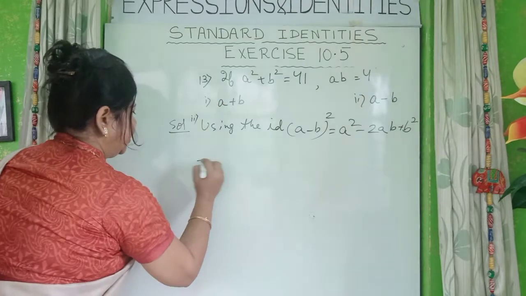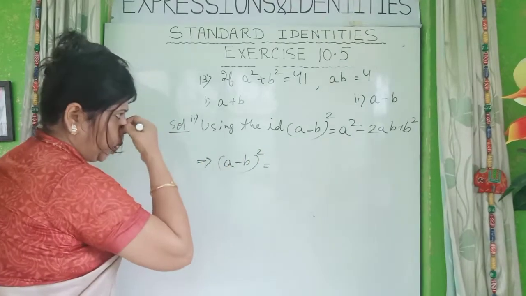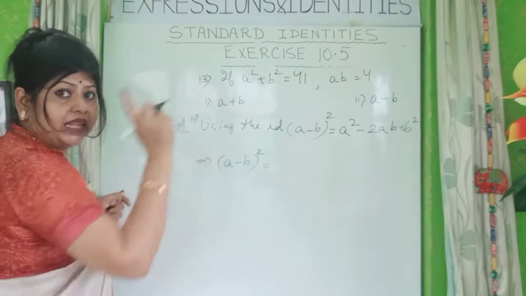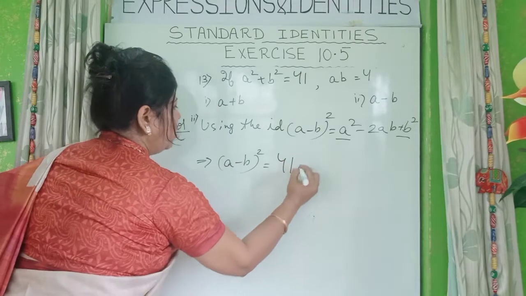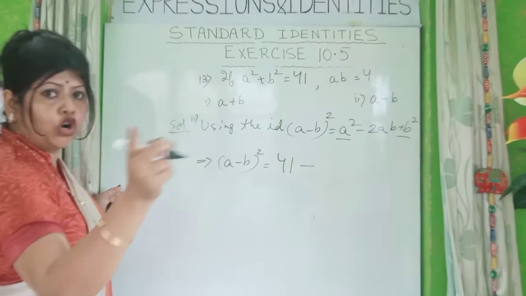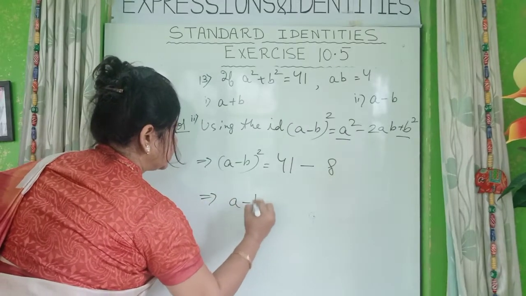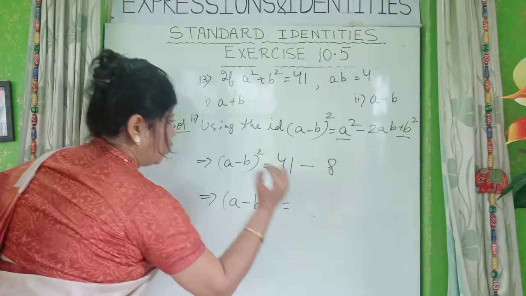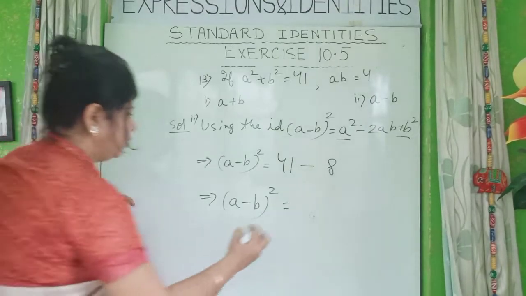So I write here (a − b)² = a² + b², which is given 41. So a² + b², 41, minus 2ab. Your ab is 4. So 4 twos are 8. So minus 8. So that implies (a − b)² = 41 − 8. How much? 33.